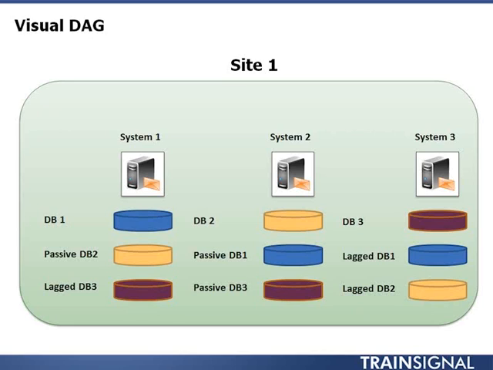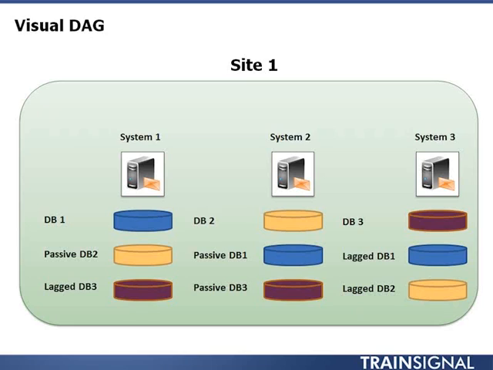So this is something that is all part of design and deployment. It's not something that has to be determined right now this very second, because in some cases some organizations don't use lagged copies at all. If we look at database 2, we've done the same thing. We have a passive copy that's up to the moment on System 1, and we have a lagged copy on System 3 that also is 24 hours lagged. Database 3, same thing. We have a passive copy on System 2 and then a lagged copy on System 1.